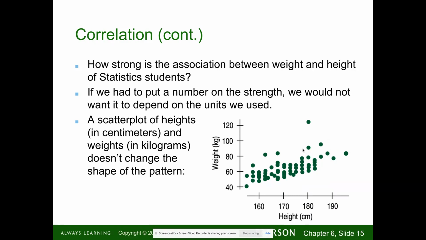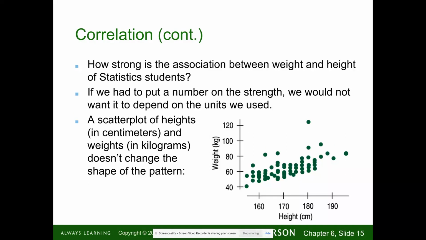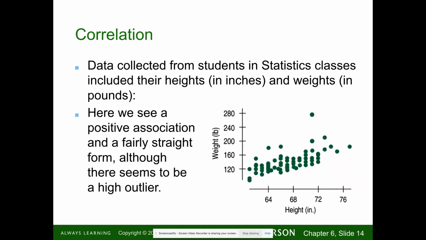How strong is the association between the height and weight in the statistics students? If I had to put a number on the strength, we would not want to depend on the units we used. Okay? So they measured height in centimeters and weight in kilograms. It probably wouldn't change the pattern of behavior. So on the first one, they did the height in inches and the weight in pounds. Then they switched it. So the scatter plot doesn't change much.